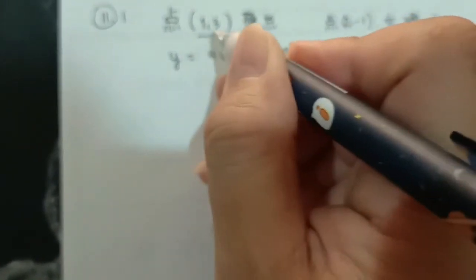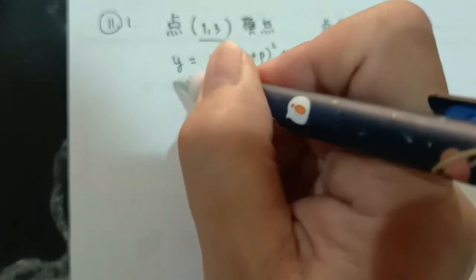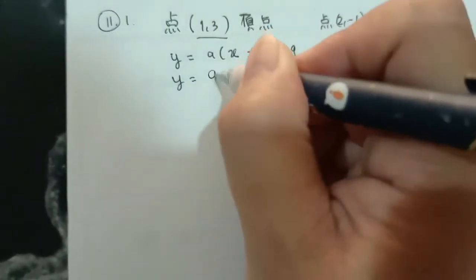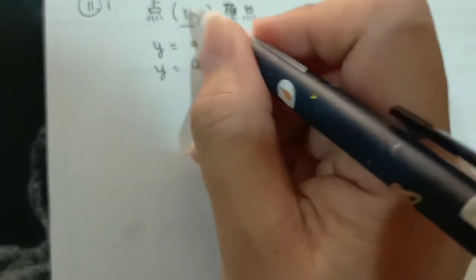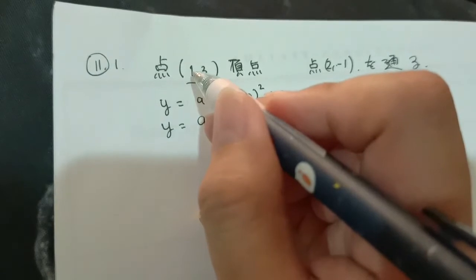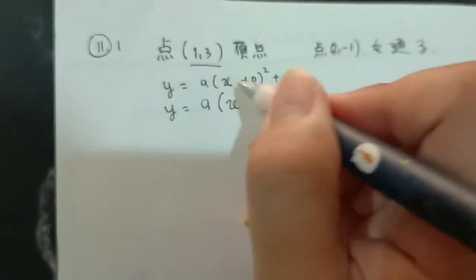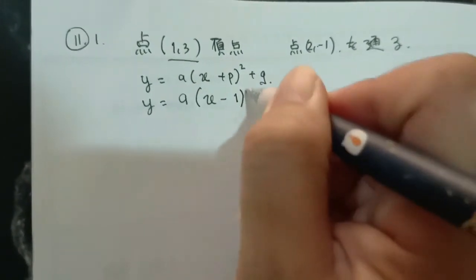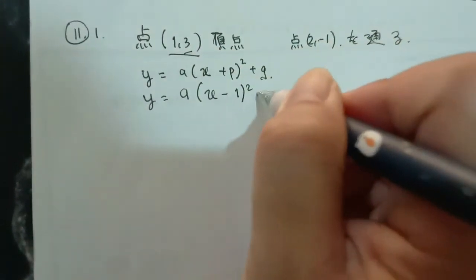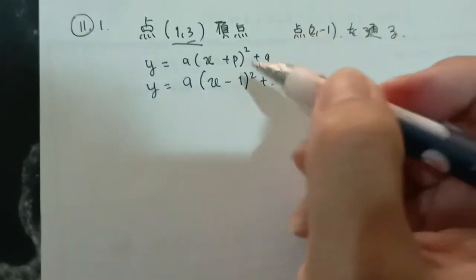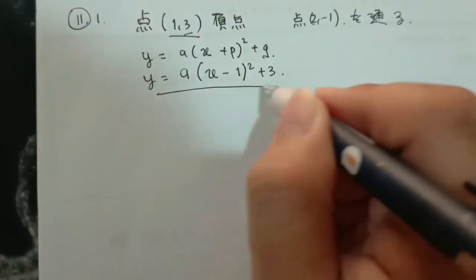Here we have the x and the y coordinate. Now it is going to be a(x...)². For p, we are using the value of x; because this is plus, it's going to be minus 1 quadrat. The q is using the y, plus 3. Okay, now we have this.